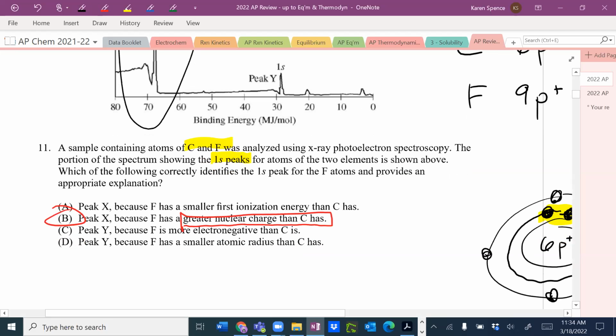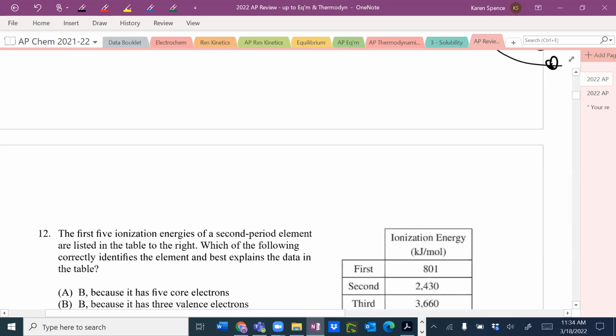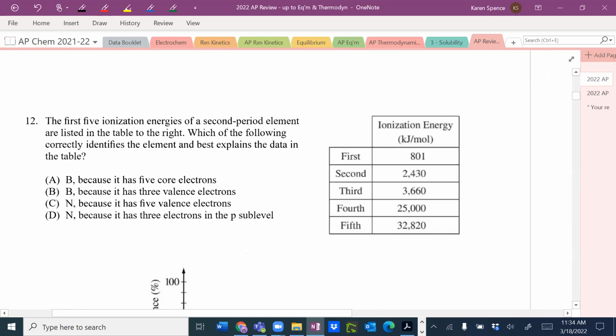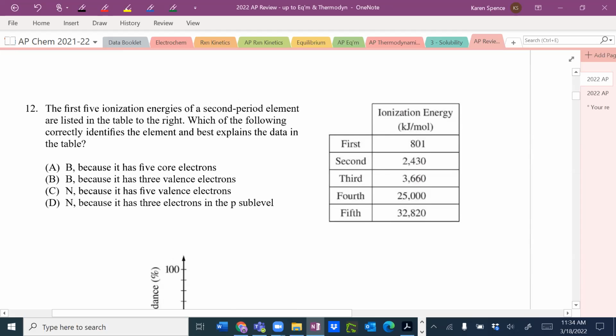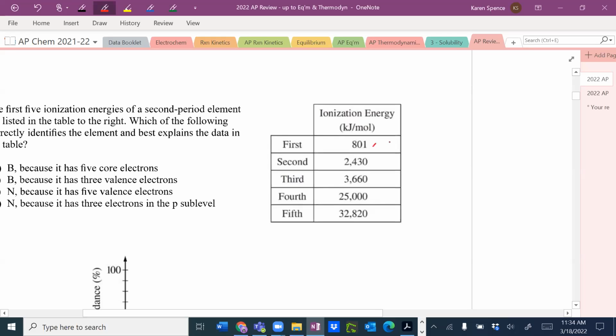Number 12. Please stop me if at any point you have questions. The first 5 ionization energies within a period are listed to the right. Okay, so what we're going to be looking for is a jump in ionization energies, which means we've stopped pulling from the outer shell because we've run out of electrons in the outer shell, and we are now pulling from the inner shell. So if we look for a jump, this is approximately 1,000, right? It's close to 1,000. This is 2,000, this is 3,000. Our first ginormous jump by a factor of 10 is right here, by a factor of about 10.